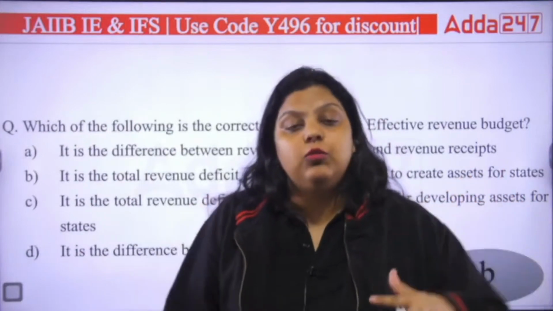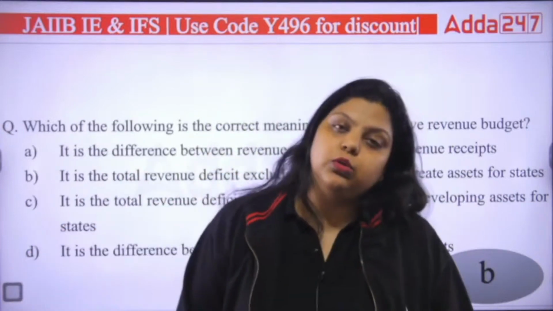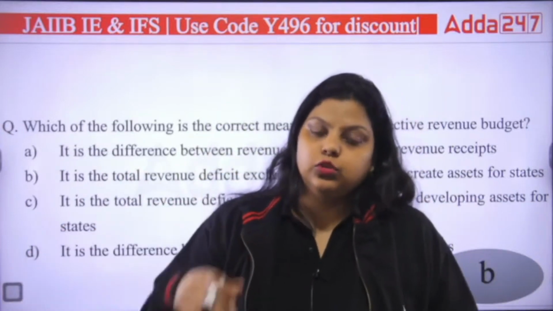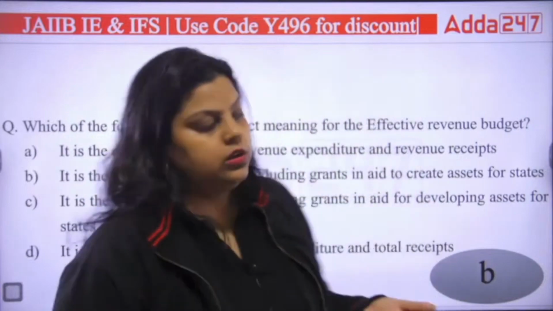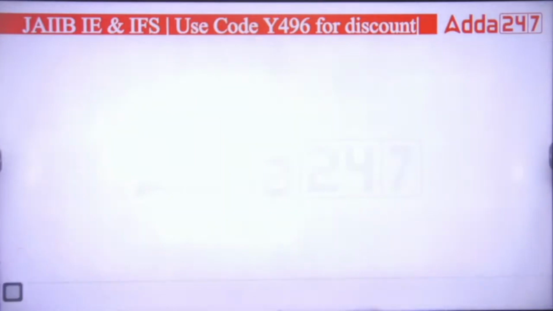It will tell you what actual loss you have faced, because out of 100 crore you have got 50 crore in grants. So that's your earning. So you have only lost 50 crores. That's how the effective revenue deficit will be calculated. Okay, so the right answer is B.